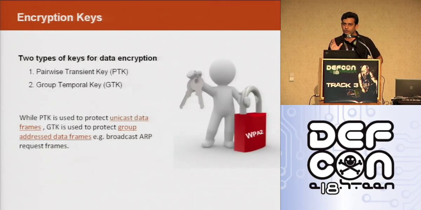So I'd like to briefly talk about the WPA2 protocol. I'm sure many of you have a good technical understanding of that, but just to recall, in the WPA2 protocol, there are two types of keys which are used for traffic encryption, packet encryption. One is called PTK, pairwise transient key. And the other one is GTK, group temporal key.